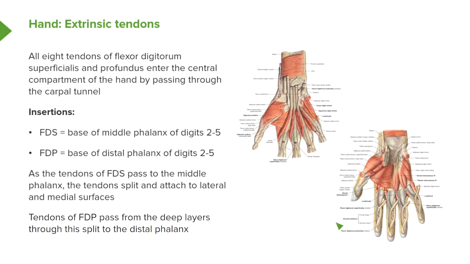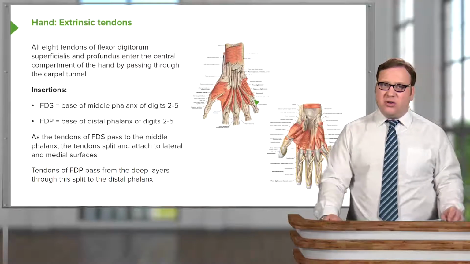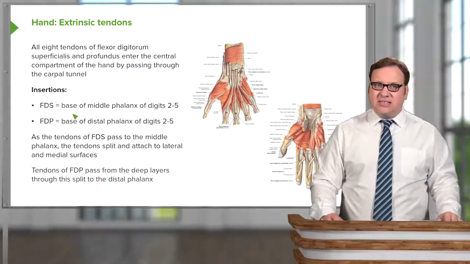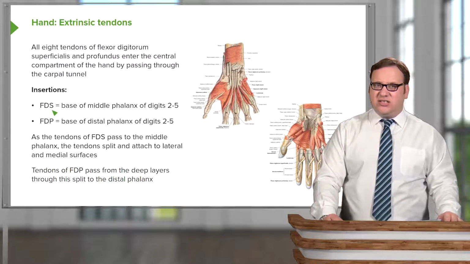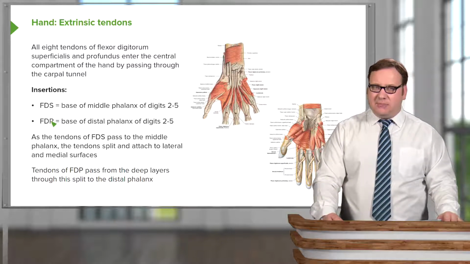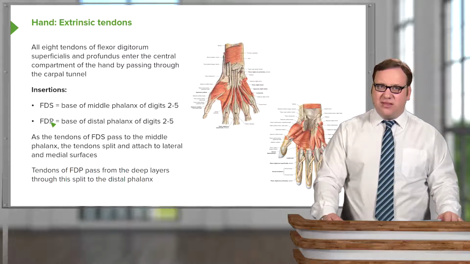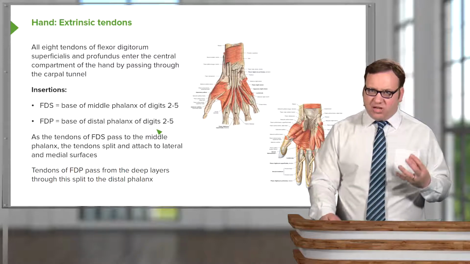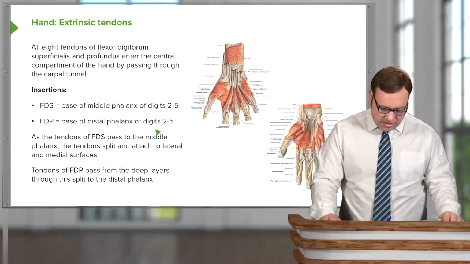So if we have a look, we can see that all 8 tendons, see them here, flexor digitorum profundus, and we can see the cut tendons here, flexor digitorum superficialis, enter the central compartment of the hand by passing through the carpal tunnel. And if you remember, FDS, flexor digitorum superficialis, passes to the middle phalanx of digits 2 to 5, whereas FDP, flexor digitorum profundus, passes to the distal phalanx of digits 2 to 5. So there's an important arrangement here that we need to observe.